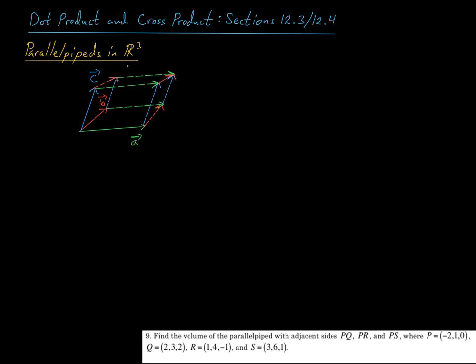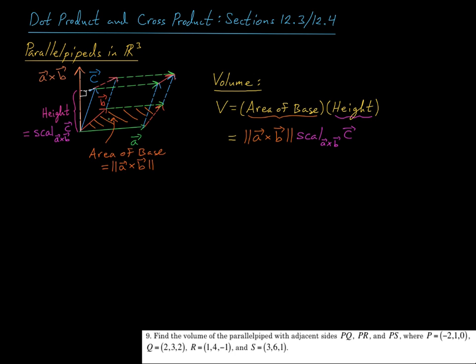We would like to compute the volume of this box, and to do that, that's going to be the area of the base of the box times the height of the box. So what's the area of the base? Well, if I choose the base to be this parallelogram formed by A and B, we know that the area of that parallelogram is the magnitude of the cross product of A and B. So that's the area of the base.